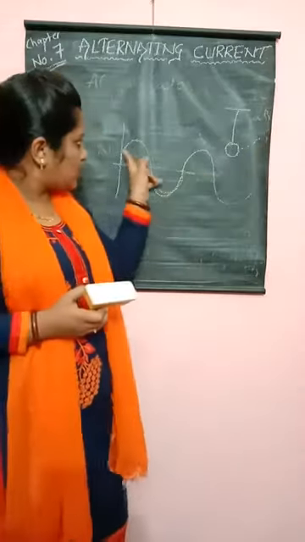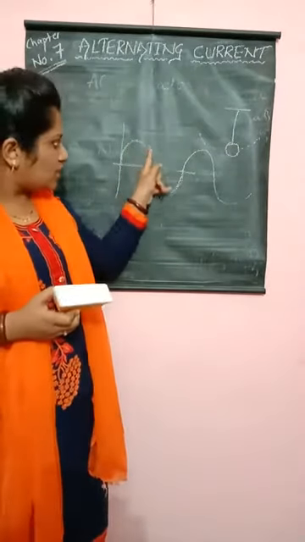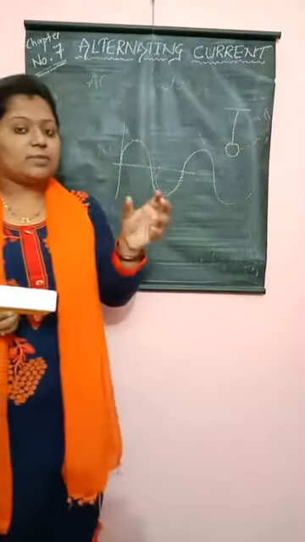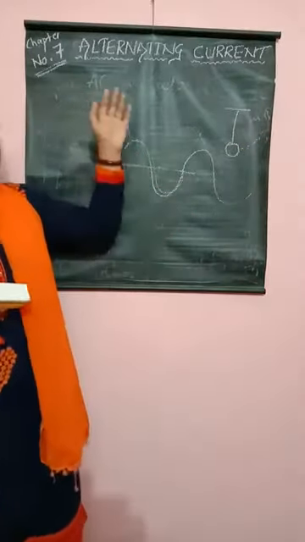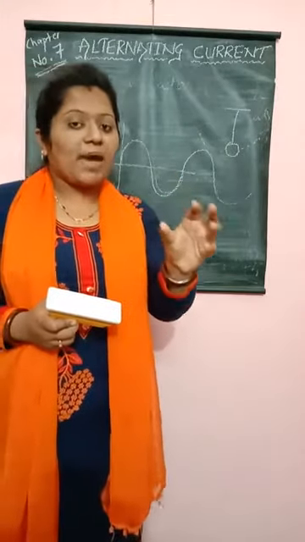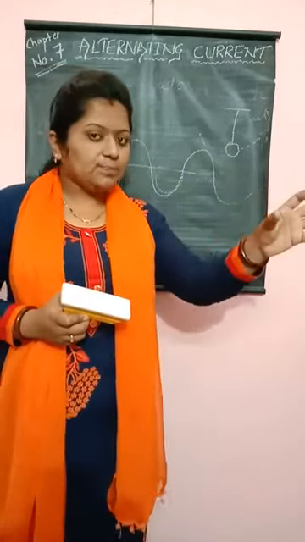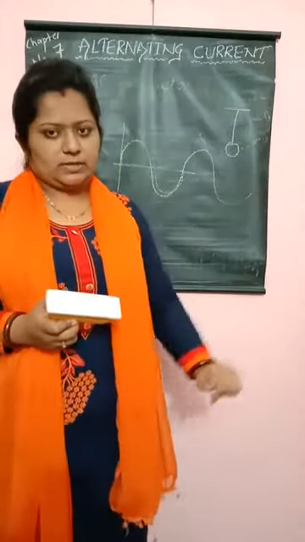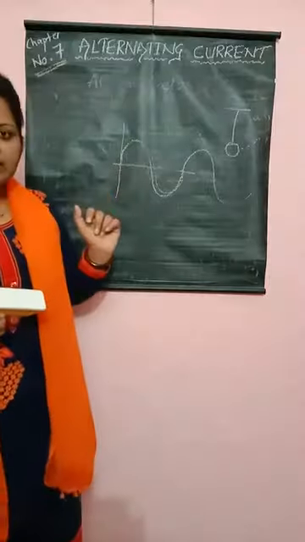Polarity reverses periodically. Yes or no? The pole is there, na? Not only a single pole, it reverses also and it continues periodically. So how can we frame the definition? Alternating current is an electric current whose magnitude changes with time and polarity reverses periodically. Understood? So this is about alternating current.